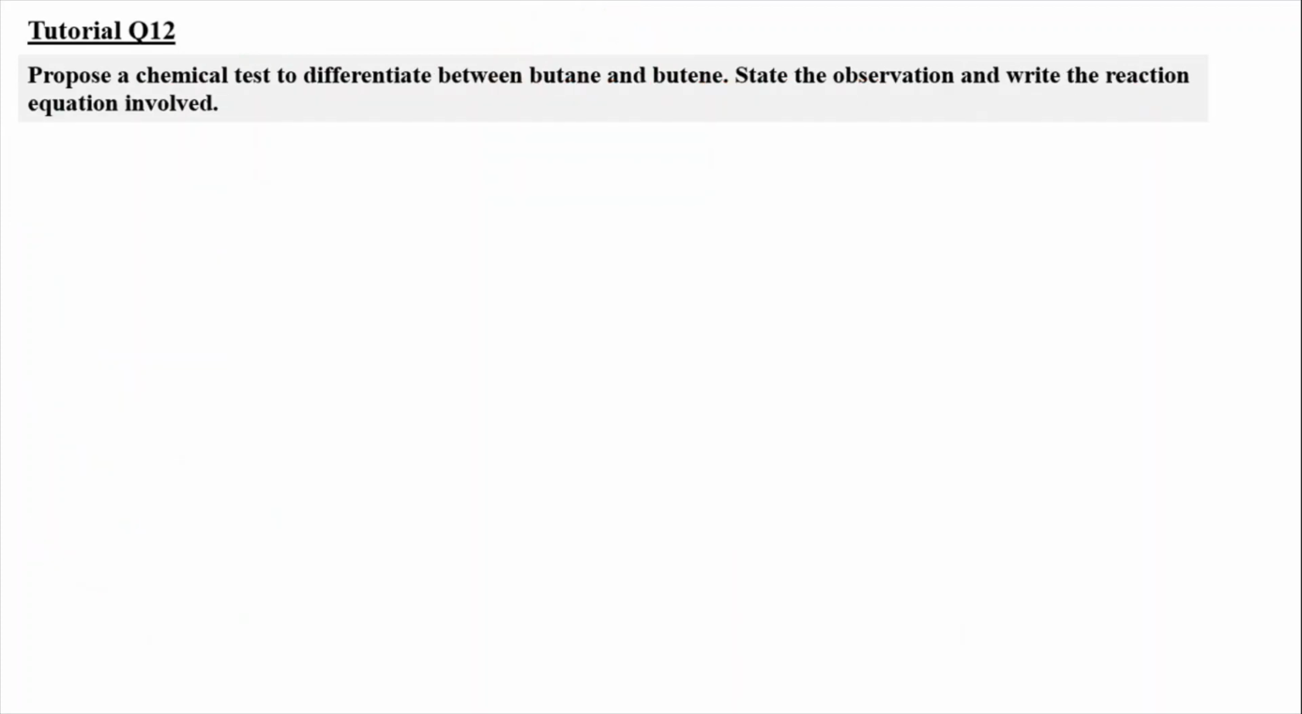Now for tutorial question 12, we have to propose a chemical test to differentiate between a butane and a butene. So butane is an alkane and butene is an alkene. So we have to state the observation and write the reaction equation involved in the reaction. So you can use either the Baeyer test or the bromine test.